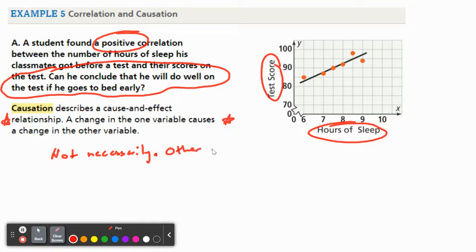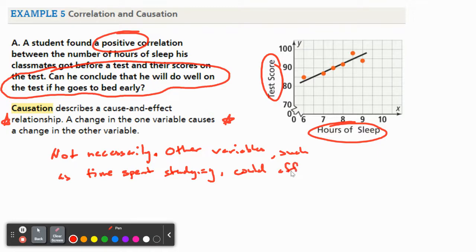Other variables, so what I kind of just talked about, such as time spent studying, because if you don't study, typically you don't do well on the test. I've tried to tell you guys a couple times already, but some of you start listening. So such as time spent studying could affect how well he does on the test. And there you go.